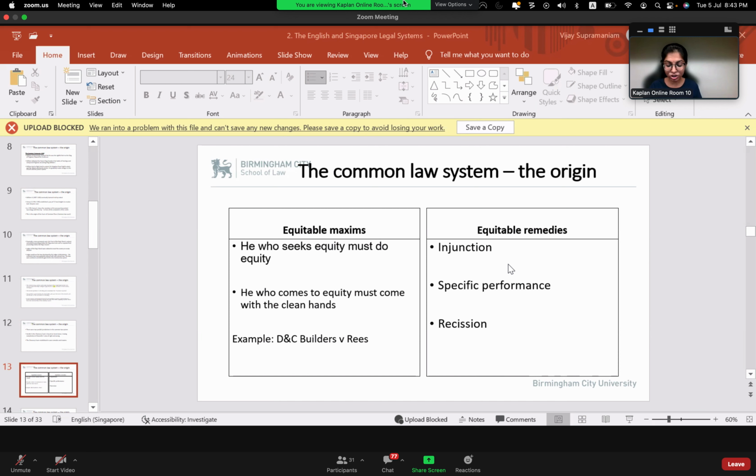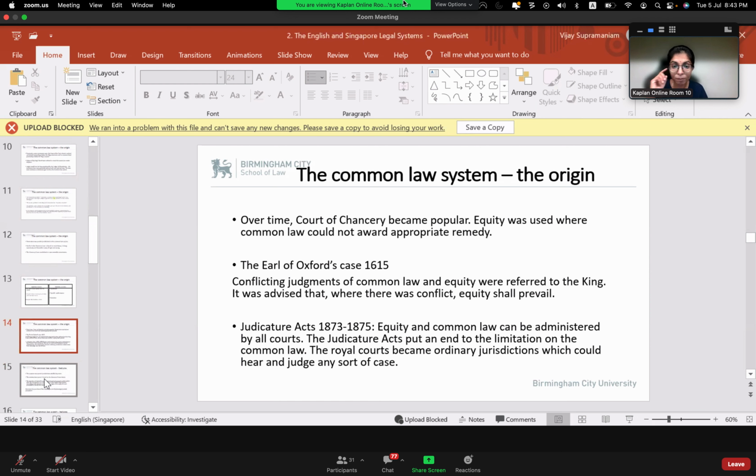Okay? Then what is rescission? Rescission means we would rescind. Rescind means we would end the contract as if the contract never took place. That is the meaning of rescission. So they have developed various forms of equitable remedies. So when various equitable remedies were developed, obviously plus maxims and remedies, it became popular. Okay? So this is how equity became popular.